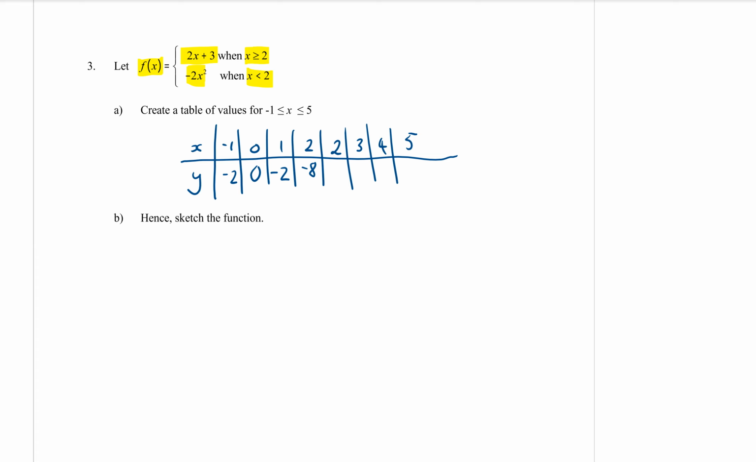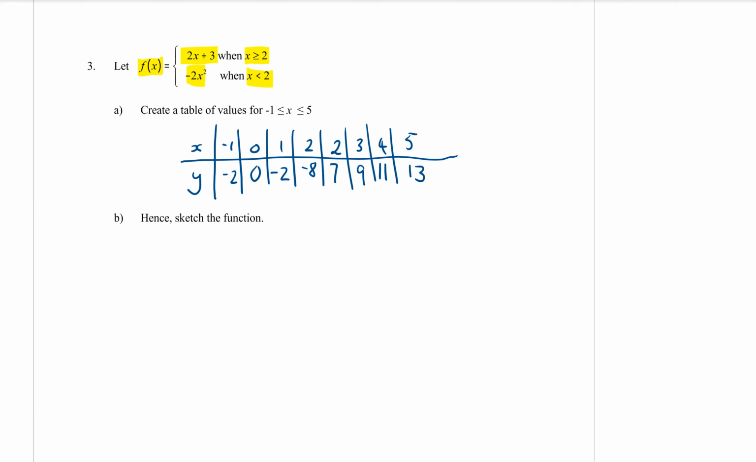We should be using this one. So we sub 2 into this one. 2 times 2 is 4, plus 3 makes 7. See how those are 2 different values? That's because it's a discontinuous point on my graph. Okay? Subbing 3 into here, 2 times 3 is 6, plus 3 is 9. 4 into here, 2 times 4 is 8, plus 3 is 11, and subbing 5 into the same one, we get 13.